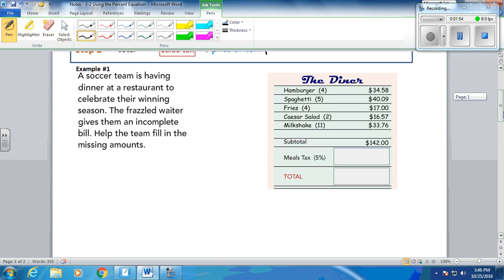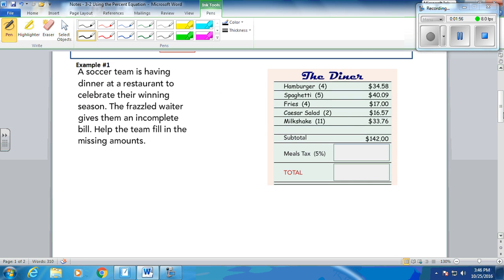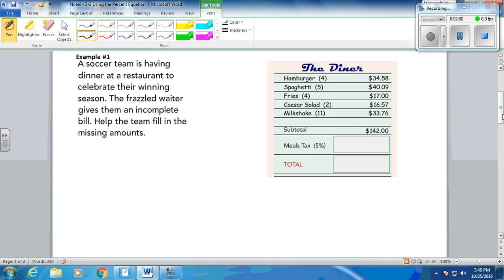So our first question here says that a soccer team is having dinner at a restaurant to celebrate their winning season. The frazzled waiter gives them an incomplete bill. Help the team fill in the missing amounts. Looking over at the check, I see that they've given me a subtotal, but they do not have the tax amount or the total amount that they would owe. So what we're going to do is we set up a proportion.